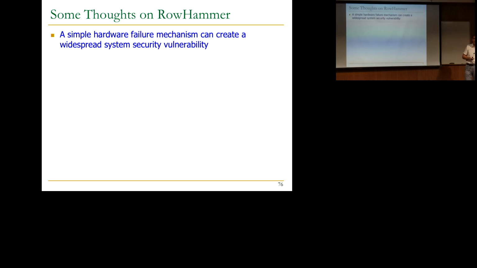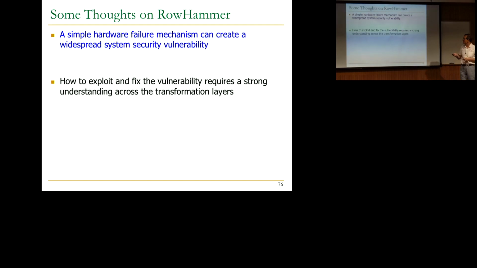Actually, there was a paper that was just published in OSDI that looks at some software mitigations for row hammer. OSDI is happening right now, actually. If you're interested in that, you can look at that paper. That's also from the Vrije University in Amsterdam. Basically, it's a simple hardware failure mechanism that can create a widespread system security vulnerability. And how to exploit and fix the vulnerability requires a strong understanding across the transformation layers.